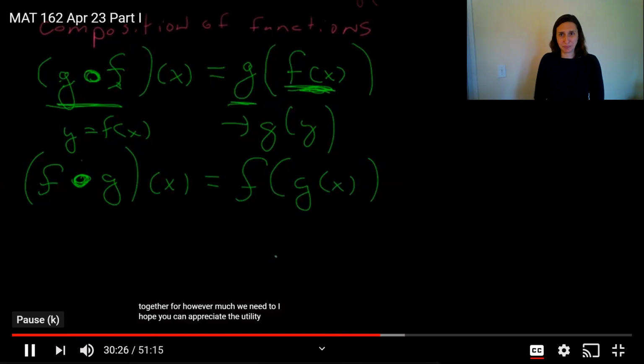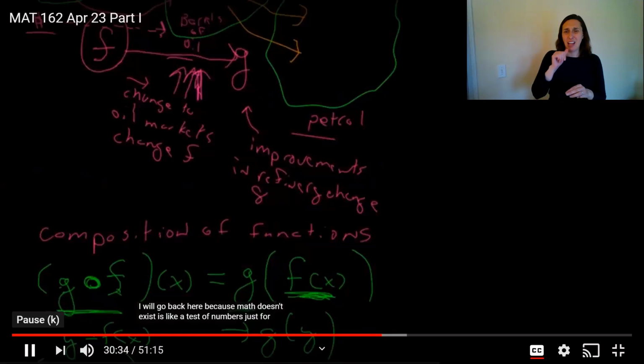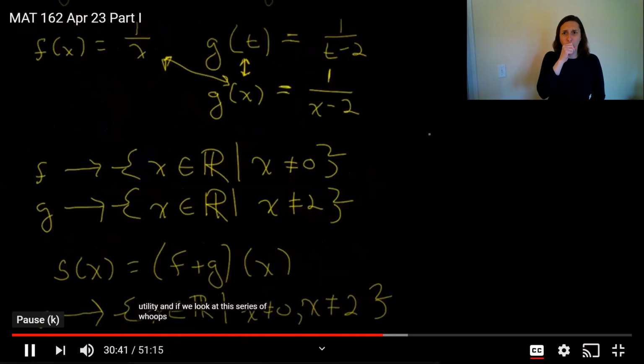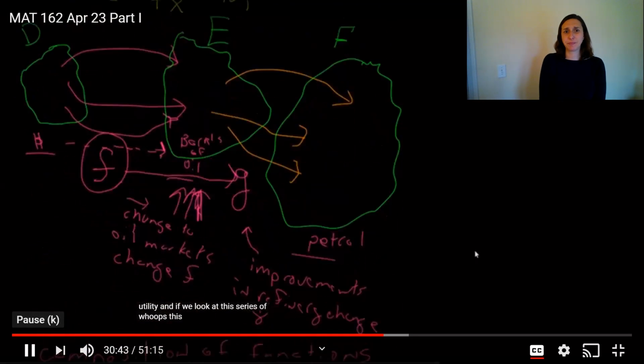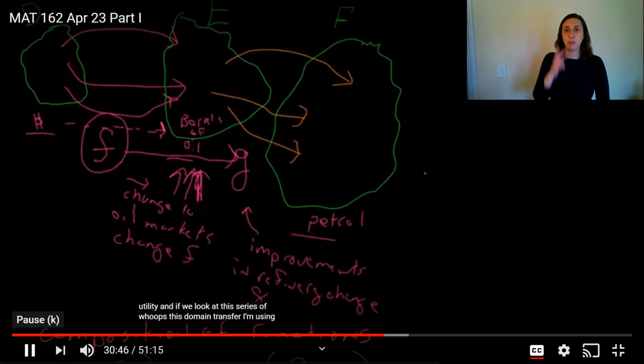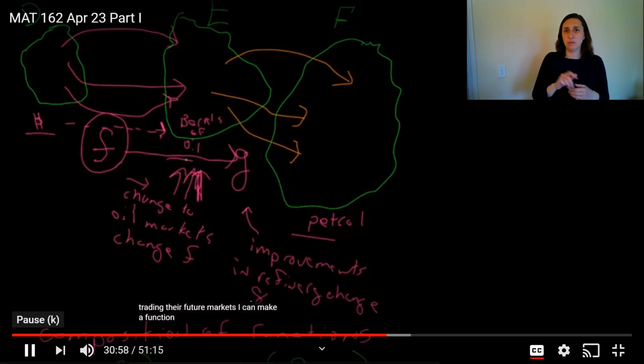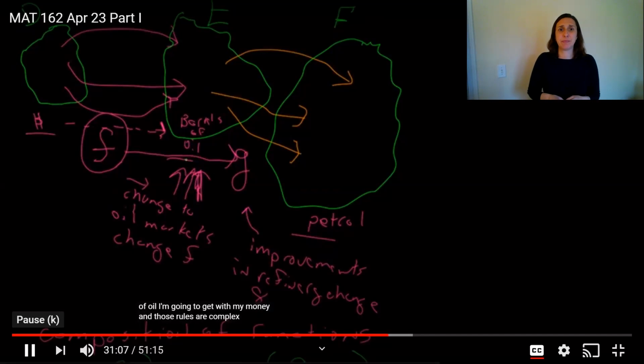I hope you can appreciate the utility, and I will go back here, because math doesn't exist as like a test of numbers. It exists for utility. And if we look at this series, this domain transfer, all right, I'm using money to buy barrels of oil. There are rules that determine the price of oil. There are market conditions. There are trading. There are future markets. I can make a function to determine how many barrels of oil I'm going to get with my money. And those rules are complex.